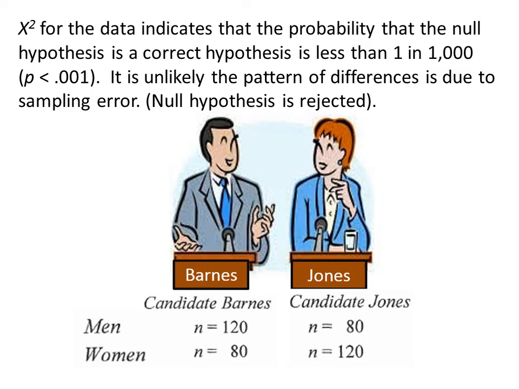Now, what we are saying though, also let's look at the chi-square for the data. So it indicates the probability that the null hypothesis is correct is less than 1 in 1,000. So it's a p-value of less than 0.001. So it is unlikely the pattern of difference is due to sampling error, and the null hypothesis is rejected.